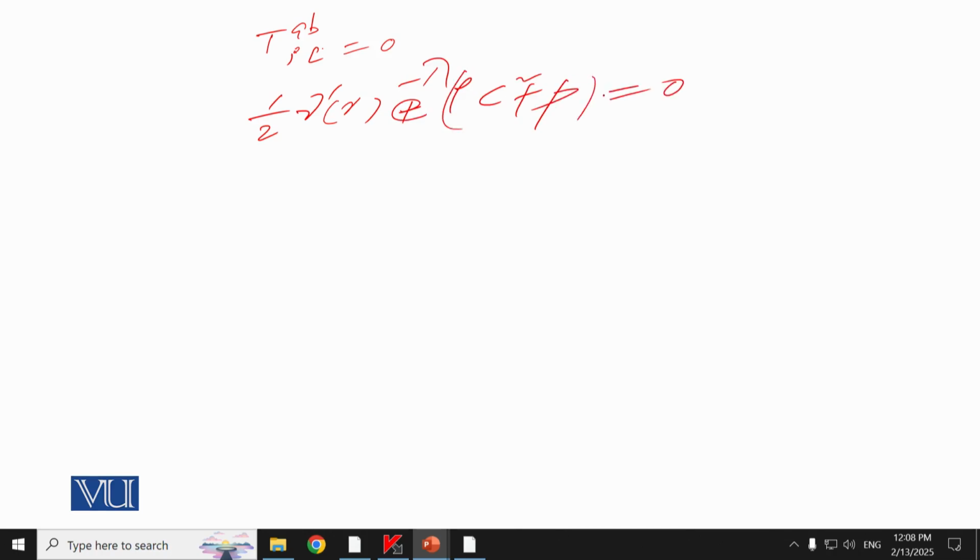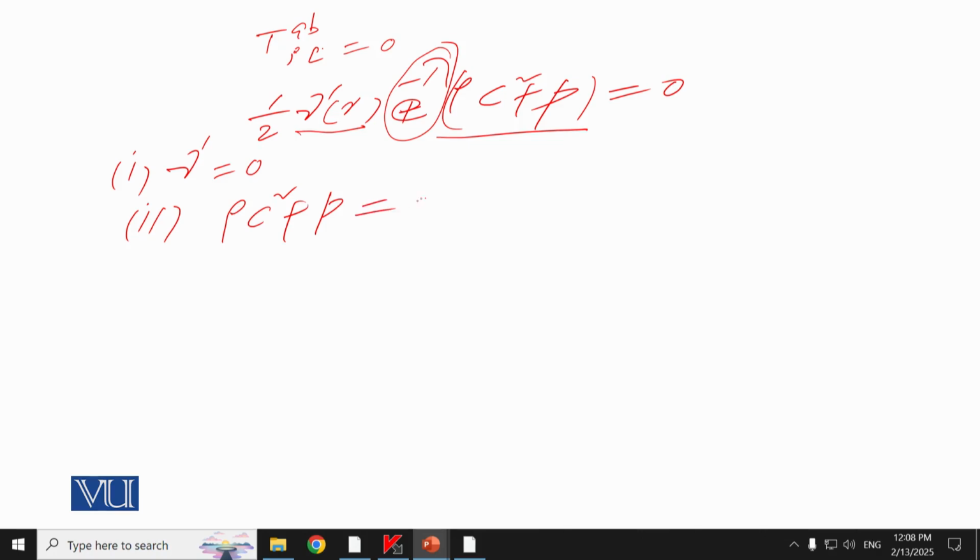Now, you can see from this expression, this cannot be 0. However, either we have this thing 0 or we have this thing 0. So, we take nu prime is equal to 0 in the first case, and in the second case, you have rho c square plus p is equal to 0. So, we solve both the cases and see whether the solution is viable or not.